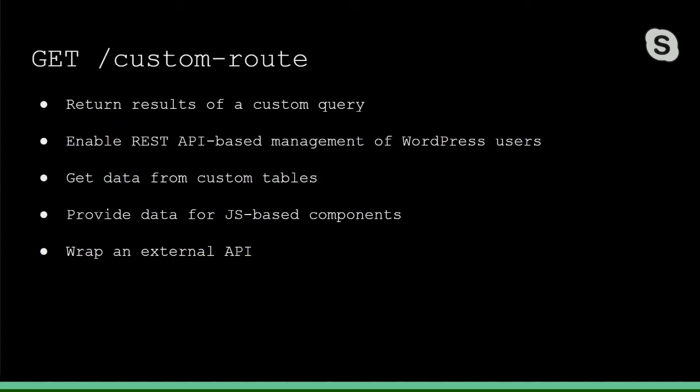With a custom route, you can do whatever you want. For instance, you could return results of a custom query, enable API-based management of WordPress users, get data from custom tables, provide data for JavaScript-based components, or wrap an external API. These are just a few examples, and I'm going to focus on that last one.